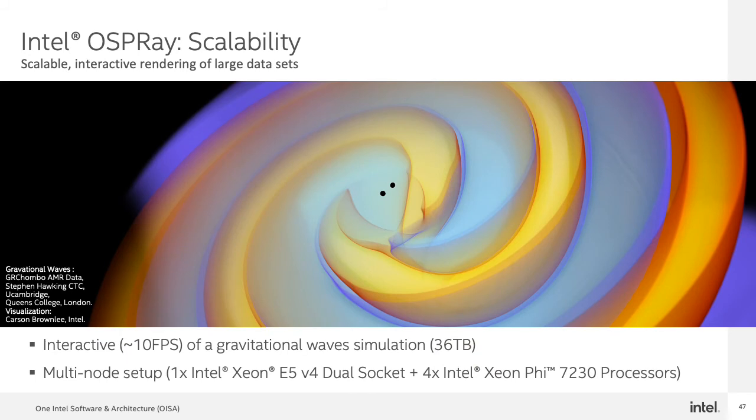And because of the scalability and openness, OSPRay has become a key renderer in the world of high-performance computing for visualizing enormous data sets. Here's one such example, a collaboration with the Stephen Hawking Center for Theoretical Cosmology at Cambridge University. This is a simulation of two black holes spiraling into one another, and we are visualizing the creation of gravitational waves over the course of a multi-frame animation. We're talking about a 36 terabyte simulation being visualized at interactive frame rates of 10 frames per second on a workstation scale system.